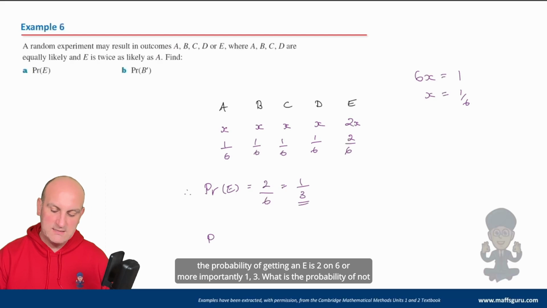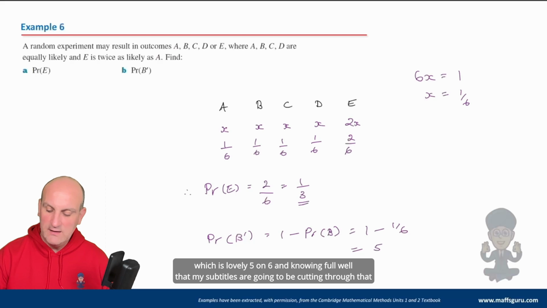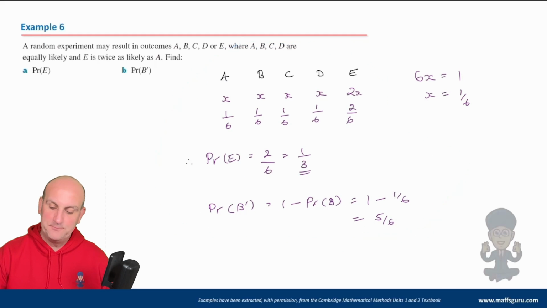What is the probability of not getting a B? It's going to be 1 minus the probability of getting a B, which is 1 minus 1 on 6, which is lovely, 5 on 6. And knowing full well that my subtitles are going to be cutting through that, I'm going to lift it up.